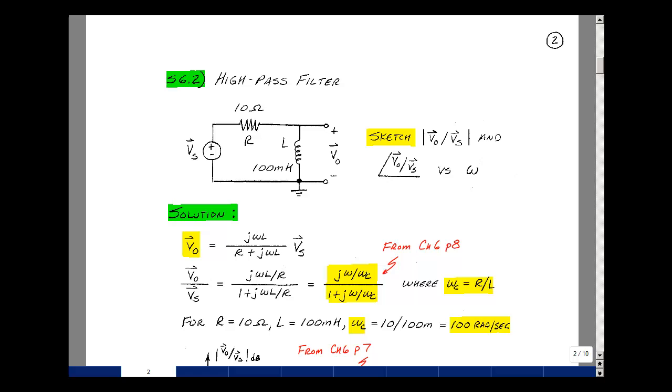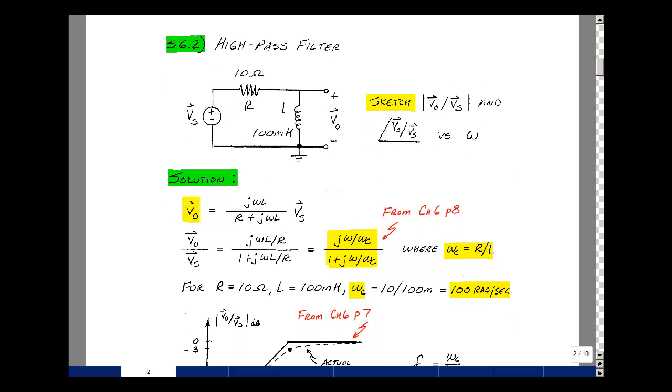In Chapter 6 on page 8, we define the form of a high-pass filter. It's j omega over omega C divided by 1 plus j omega over omega C. For the value of 10 ohms and 100 millihenries, then omega C is going to be 10 divided by 100 milli. 1 over milli is 1,000, and this is 1/10, so it's 1/10 of 1,000, or 100 radians per second.